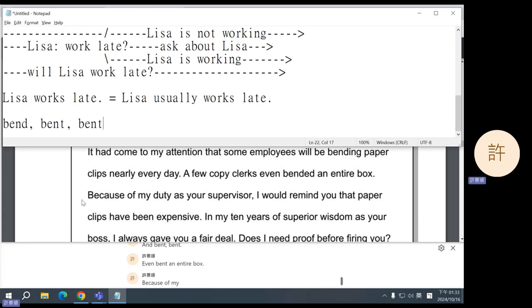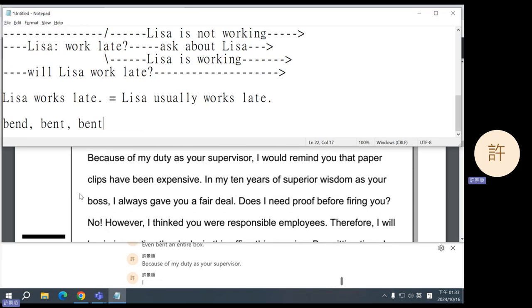Because of my duty as your supervisor, I would remind you. This should be, I would like to remind you is more common. I guess I would remind you is also correct, but it's very rare. Usually we say, I would like to remind you. That paperclips are expensive. Still in the present tense, 还是现在式, paperclips are expensive. In my 10 years of superior wisdom as your boss, I have always given you a fair deal. This sentence is emphasizing a period of time. So in this period of time, I have always given. This is something that I have always done.